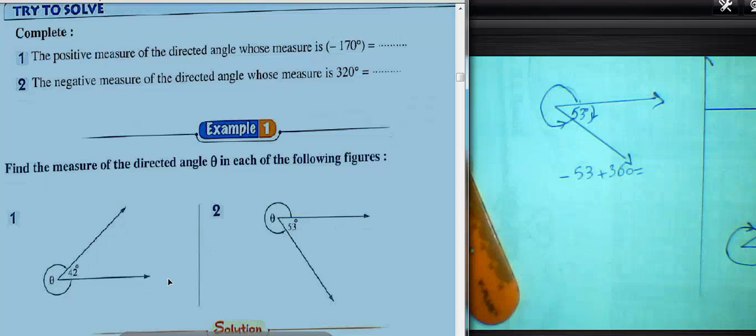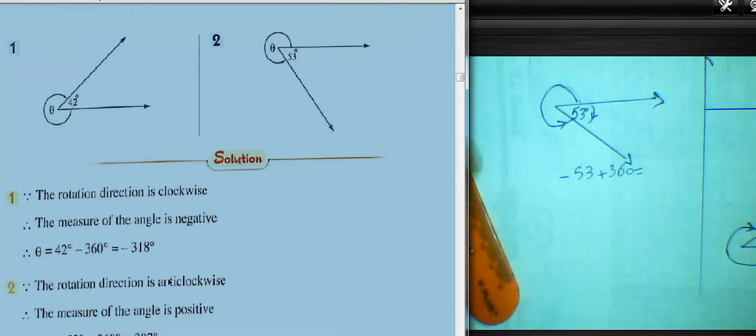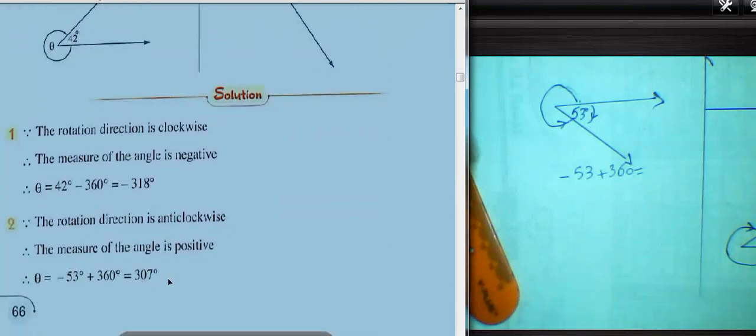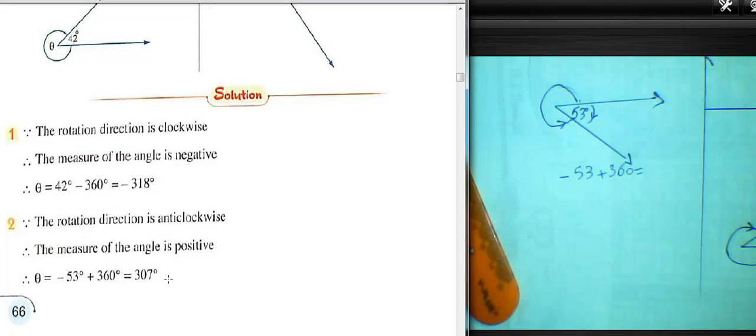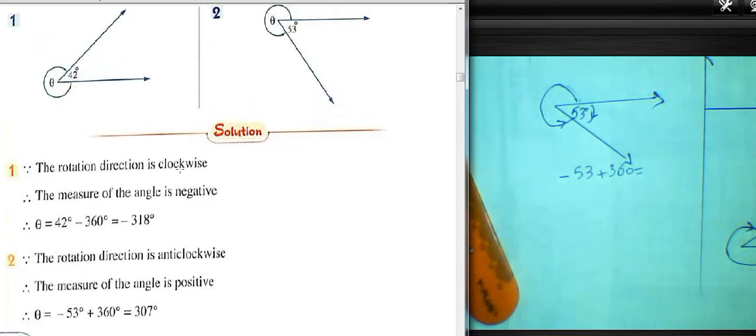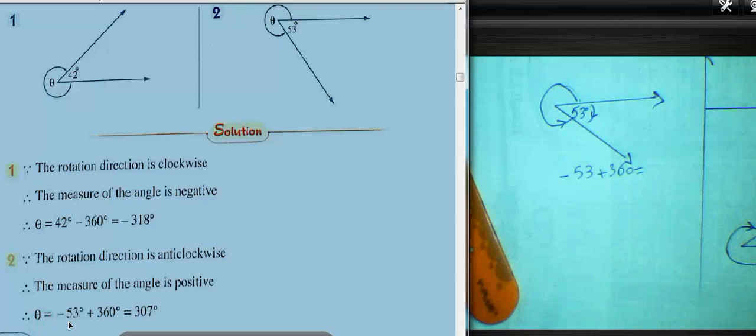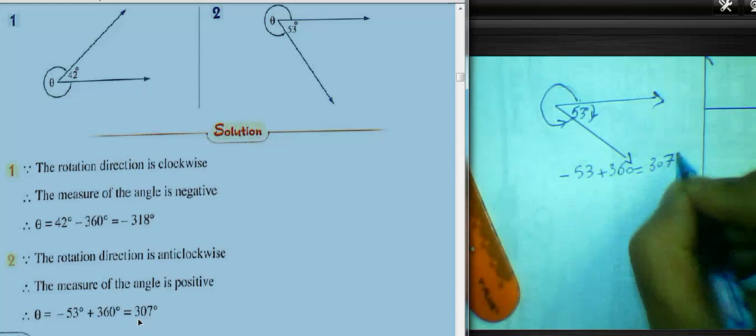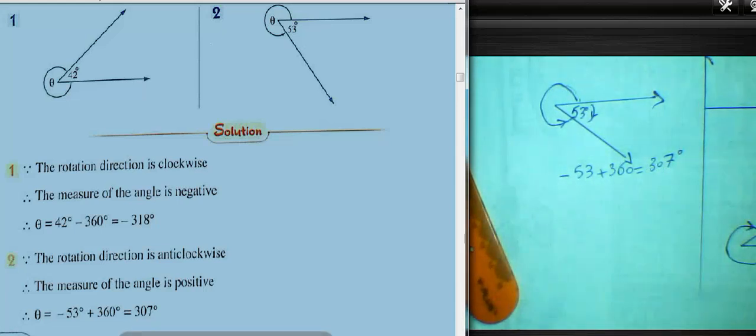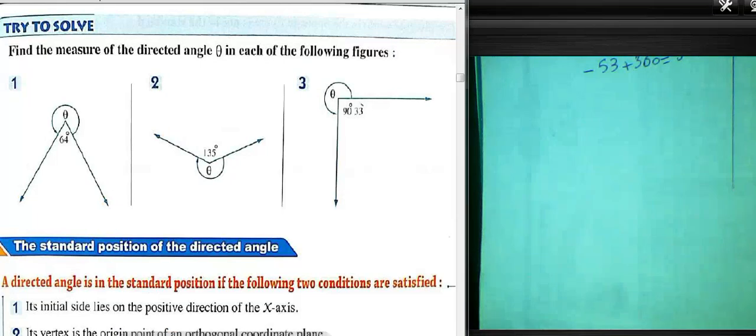Okay, he solved this question in your book. Look at the solution. These are the steps for solving the question. Okay, we solve question number 2. The rotation direction is anti-clockwise, so theta will be negative 53 plus 360. The result will be 307 degrees. Okay, try to solve number 1.